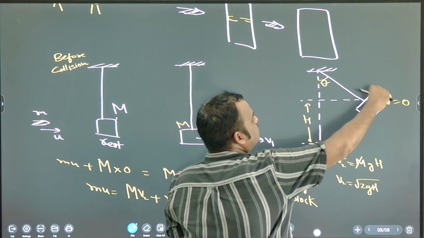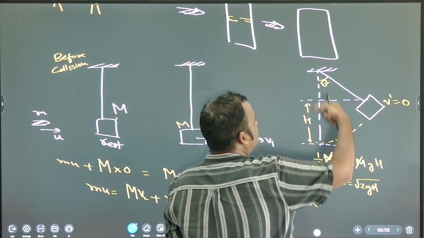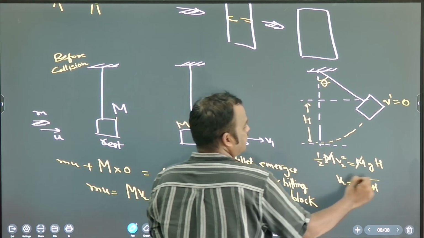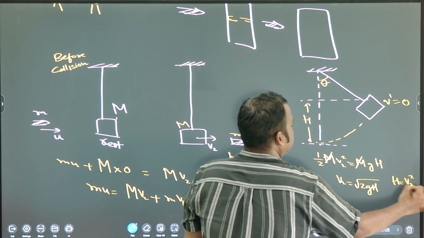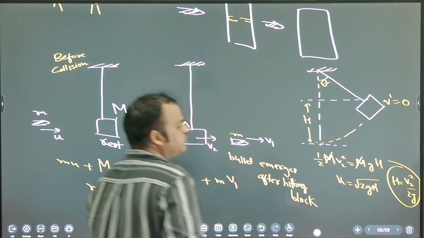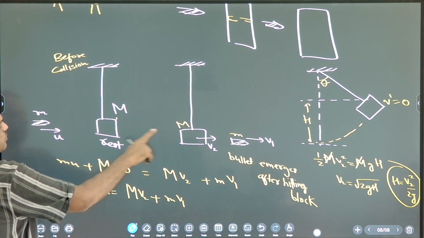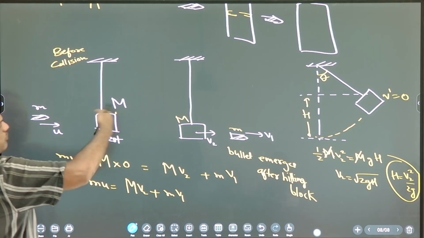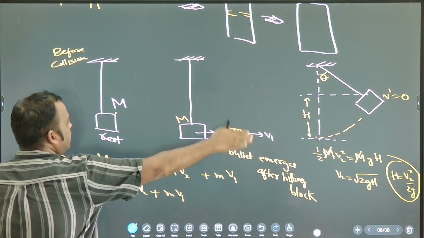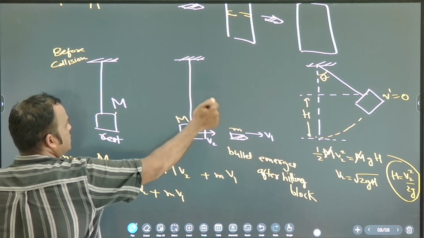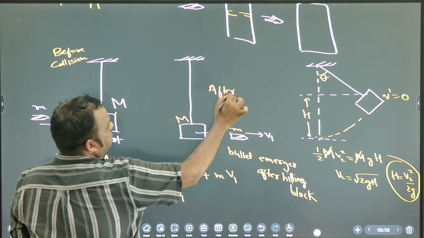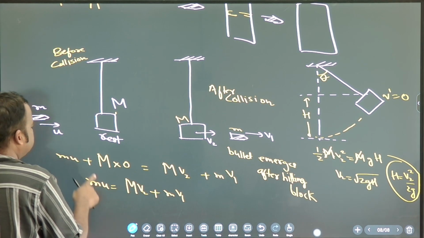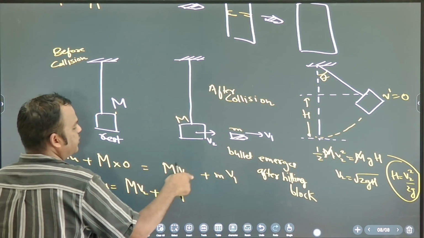Circle means after some time it comes to rest. So how much height is it gaining? v2 is equal to root 2gh, so h is equal to v2 square by 2g. Then you can conserve the momentum. Momentum of bullet plus block before is equal to momentum of bullet plus block after. So this is after collision.